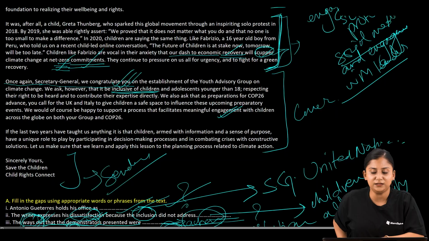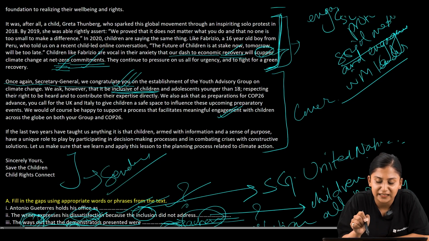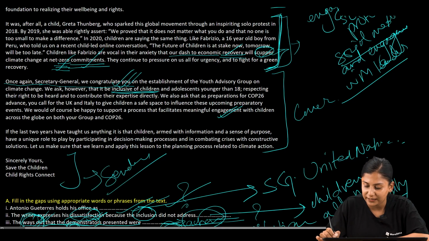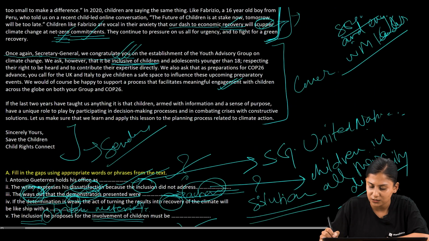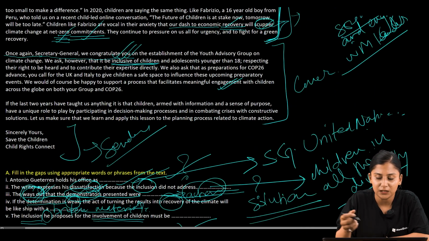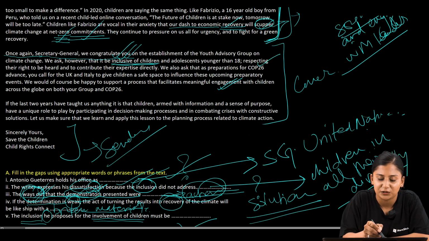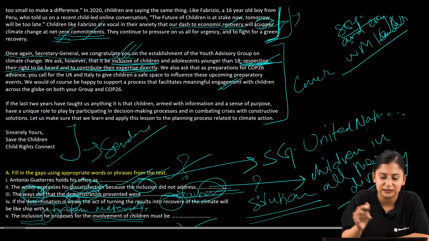So now let us read the lines. So we ask, however, that it be inclusive of children and adolescents younger than 18, respecting their rights to be heard and to contribute their expertise directly. So what the question is asking us, the inclusion he proposes for the involvement of children must be what? So the inclusion must be respecting their right to be heard and to contribute their expertise directly. So the correct answer here would be respecting their right to be heard and to contribute their expertise directly.